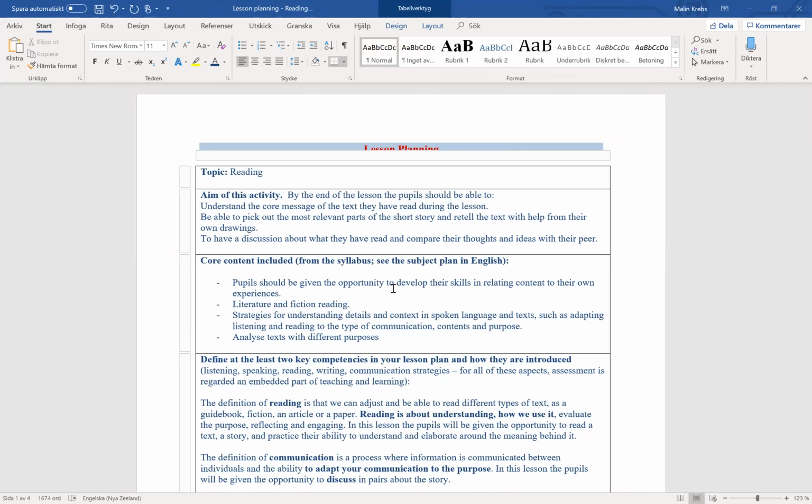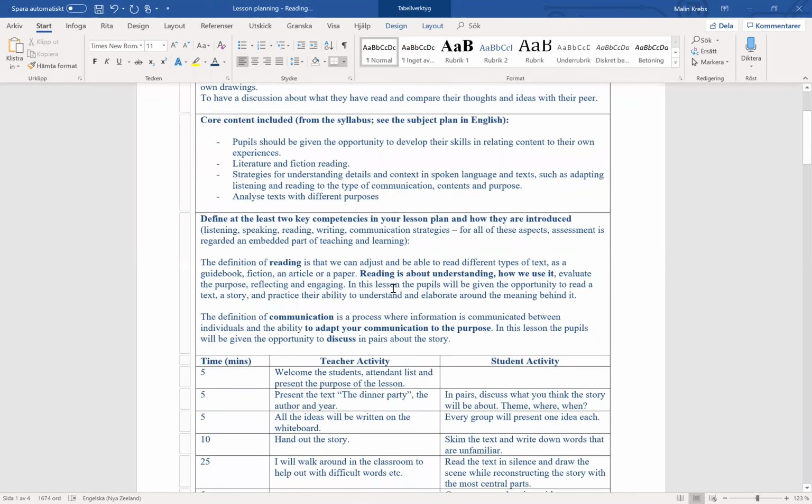Literature and fiction reading, strategies for understanding details and context in spoken language and text, such as adapting listening and reading to the type of communication, contents, and purpose. Analyze texts with different purposes.